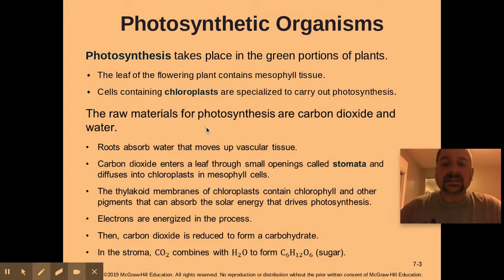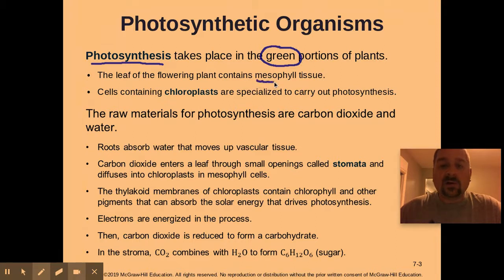First, just some background, and some of this will be review for you. Photosynthesis does take place in the green portions of the plant. A lot of times that's what we call the mesophyll tissue. When we look at a cross-section of a leaf on a future slide, I'll show you where that's at.